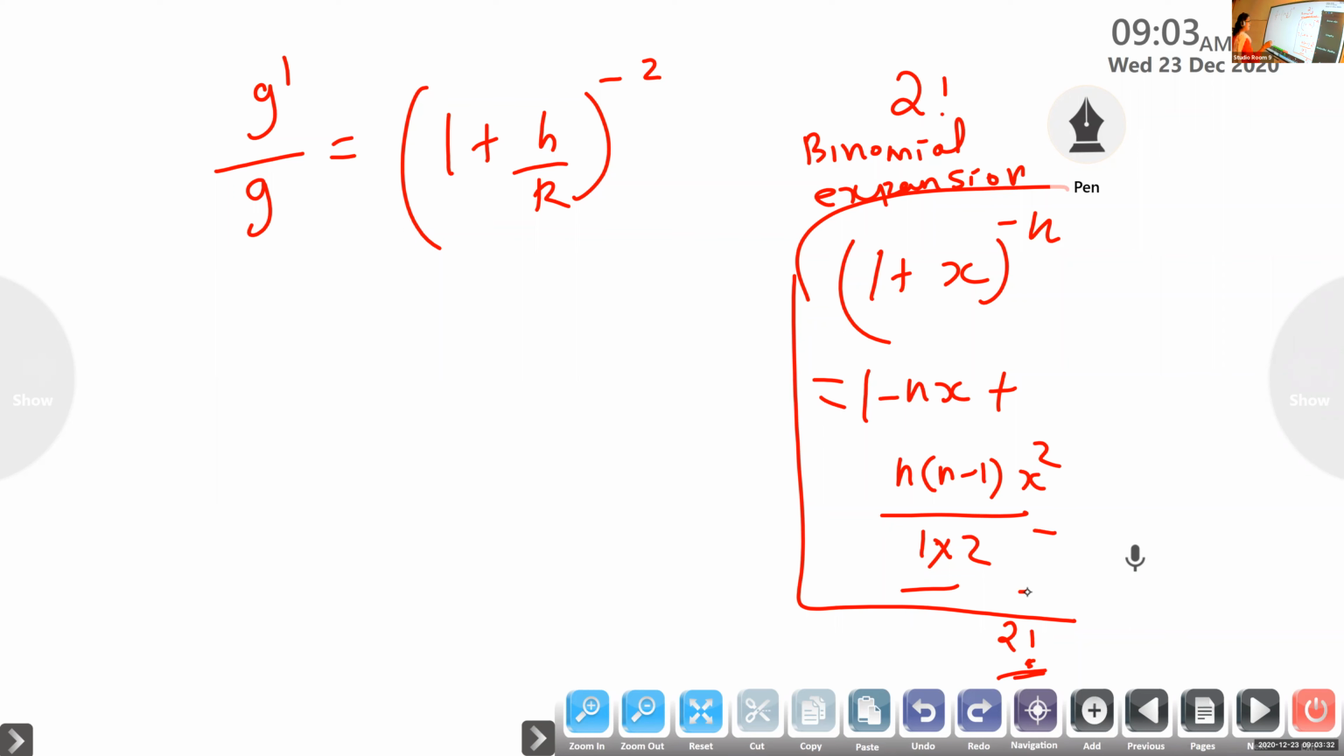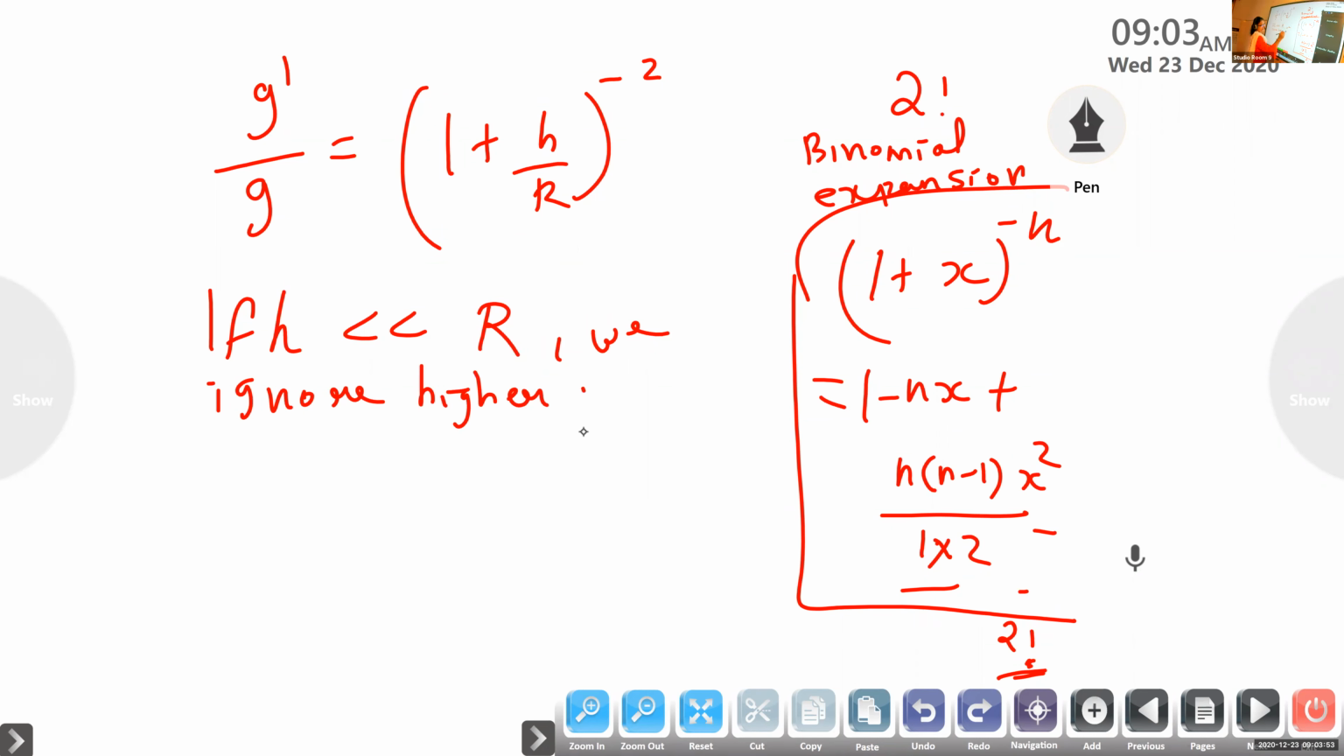So according to that, you can write down: if h is very, very much less than r, if h is very much less than r, we ignore higher powers of h by r. That's it. So we don't want this one. We only wanted the first two terms. It is minus n.